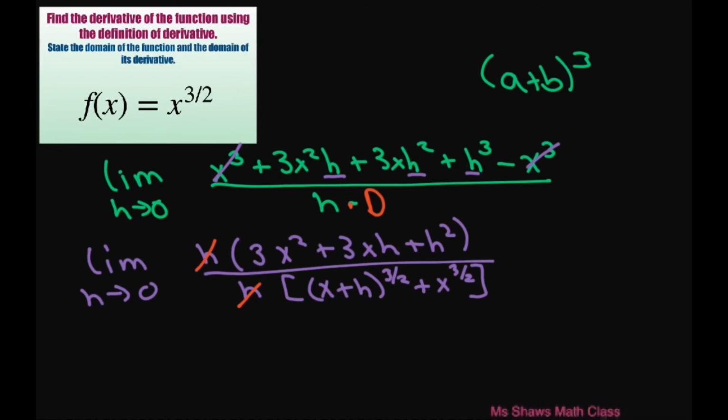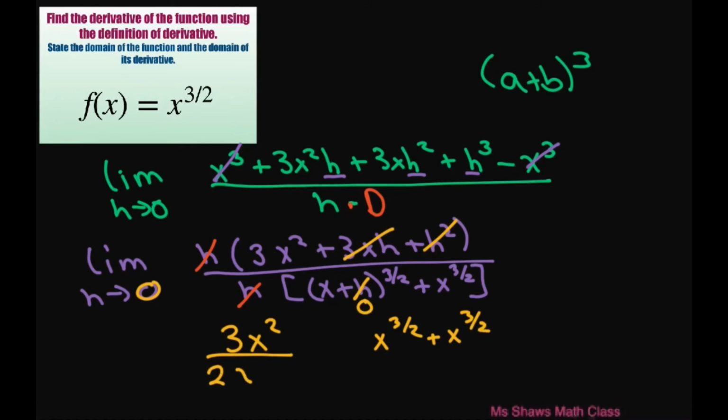Let's go ahead and apply the limit. So when we apply the limit, we're substituting 0 in for the h's. So this will turn to 0. This is going to go to 0. This is going to go to 0. So what we're going to get is 3x squared divided by x to the power of 3 halves plus x to the power of 3 halves, because this was 0. So that's going to be 2 times x to the power of 3 halves.